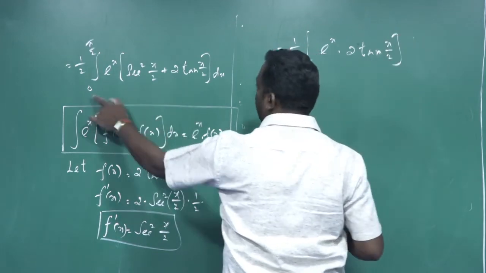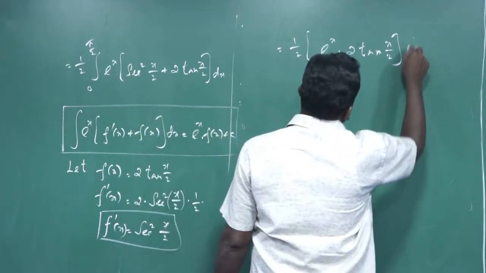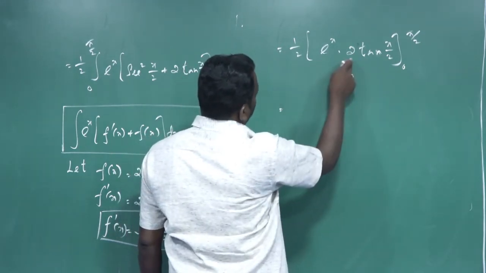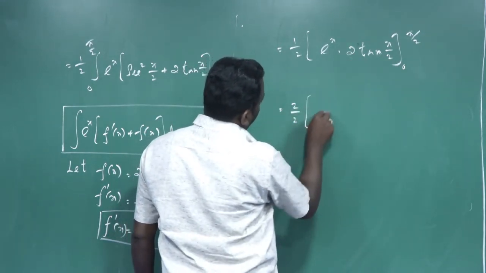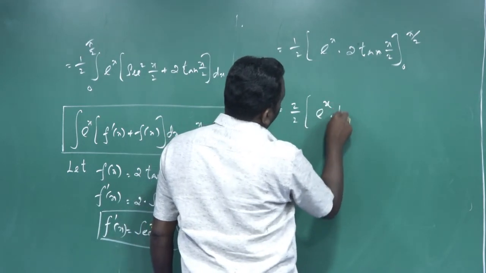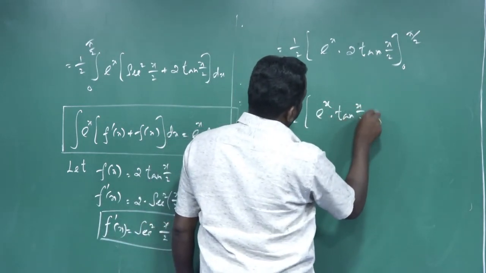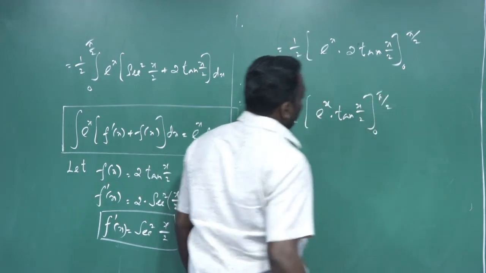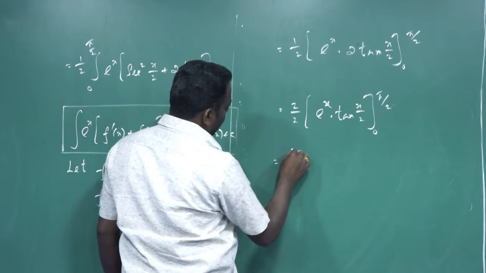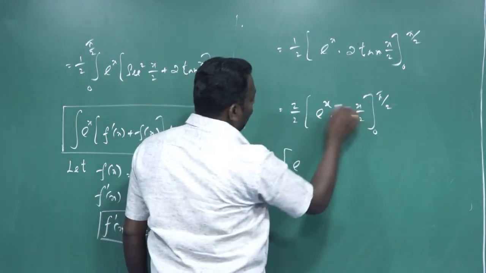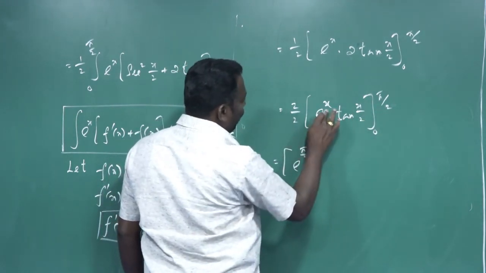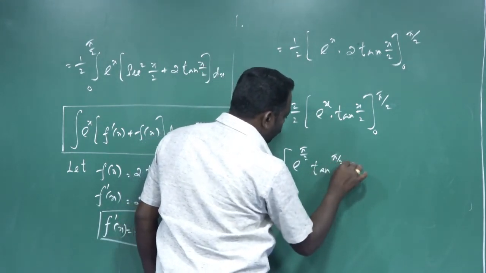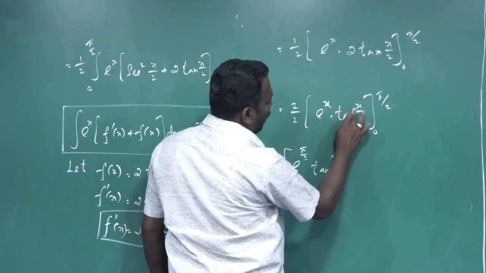The limits are 0 to pi by 2. And it is equal to, 2 we keep outside, 2 by 2 within the bracket of e power x into tan x by 2, with limits 0 and pi by 2. Now we have to apply the upper limit and lower limit values. The 2s are cancelled. Within the bracket, e power upper limit, x equal to pi by 2, into tan of x equal to pi by 2, divided by 2.